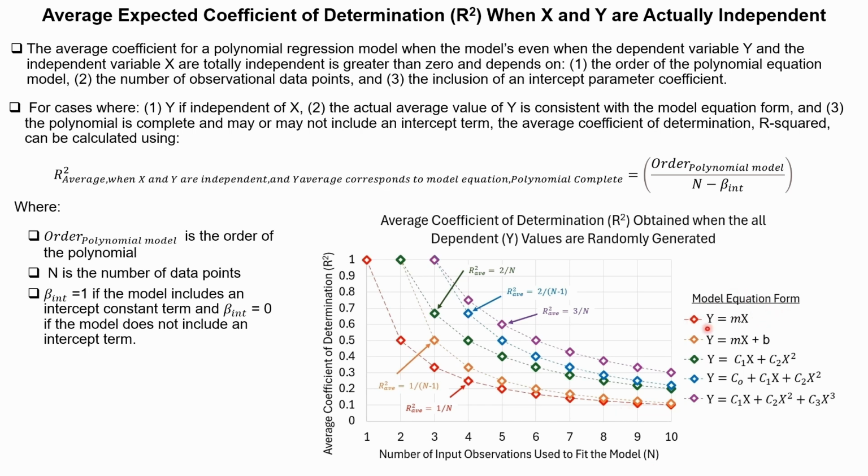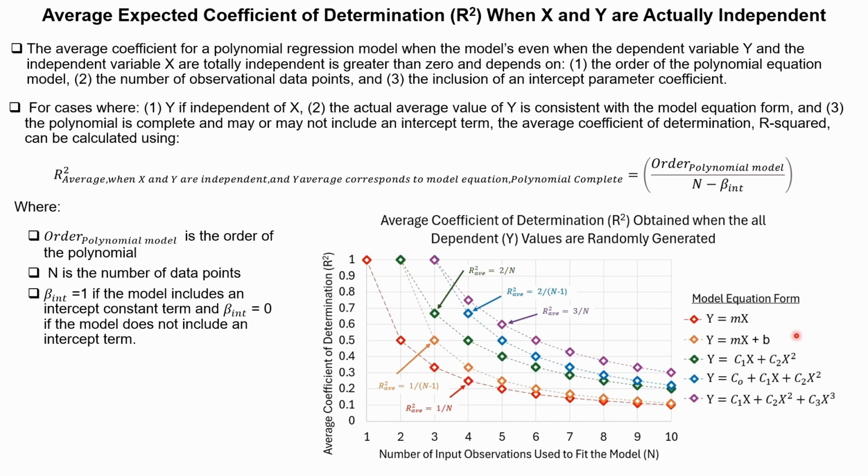When the model equation form is first order, this numerator is 1. If the model equation form has no intercept term, the b-intercept is 0. This equation simplifies to an average R-squared value of 1 over n. Therefore, if n is 1, the average R-squared value will always be 1. And for example, if n equals 4, the average R-squared value would be 1 over 4, or 0.25, even though all 4 of these dependent variable values of y would be randomly generated.